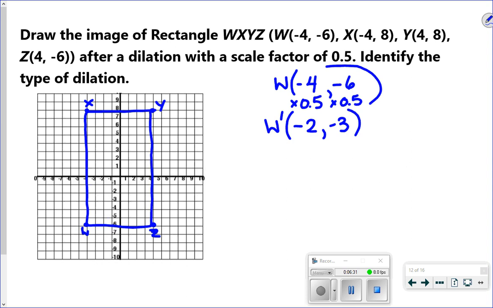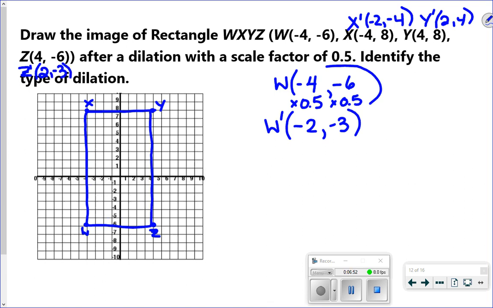I'm just going to write my ordered pairs next to it. So I'm dividing mine by 2. So for X, copy of X, it would be like -2, 4. Copy of Y is going to be at 2, 4. And then it looks like the copy of Z is going to be at 2, -3.